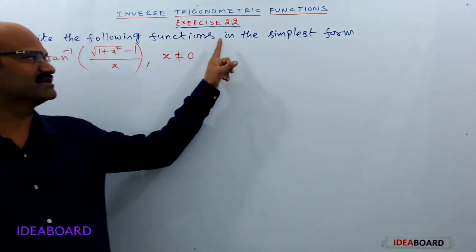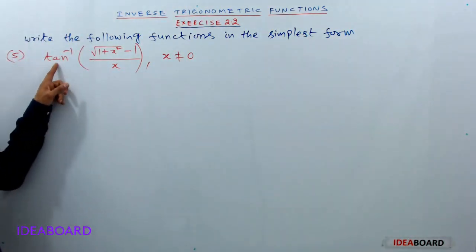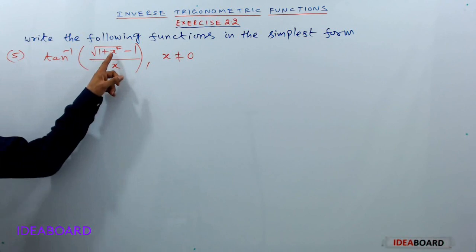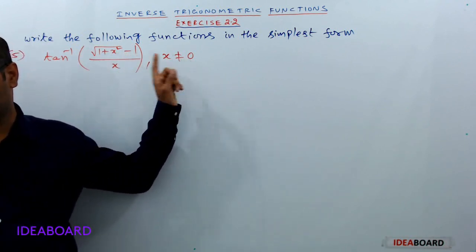Write the following functions in the simplest form. Fifth problem: tan inverse of square root of 1 plus x square minus 1 by x, x not equal to 0.